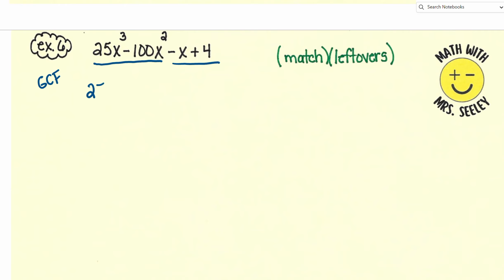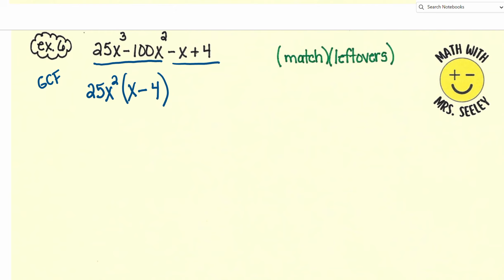25 is a number that goes into both, and they both have at least an x squared. So the 25s cancel. X to the third, 3 of them, take out 2 of them is 1 of them, minus 25 goes into 100 4 times, and the x squareds just cancel.